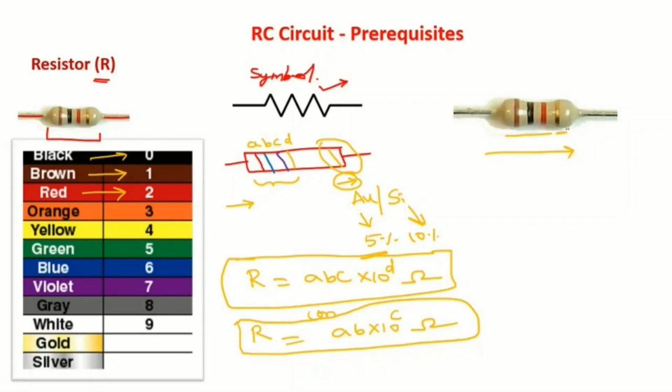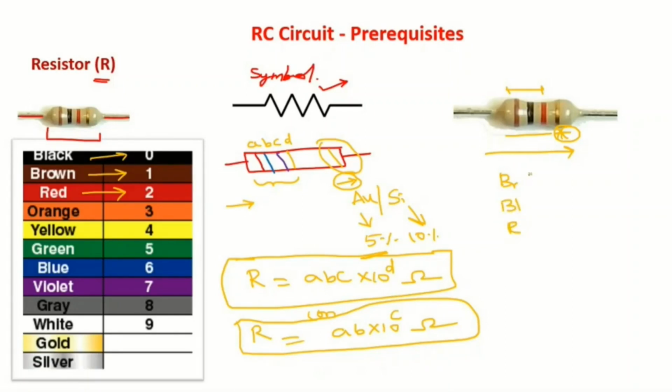Now, for our calculation, we are not considering the tolerance. For our experiment purpose, we are not considering the tolerance. So forget about this gold or silver, whatever it is. Then we need to consider these first three colors in order to determine the resistance value. How do we determine it? First, we need to understand what colors are available. The first one is brown, the second one is black, and the third one is red.